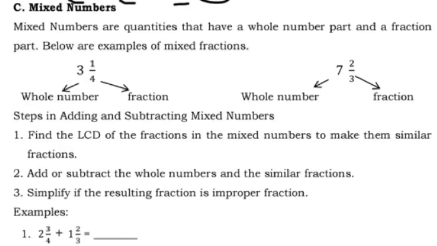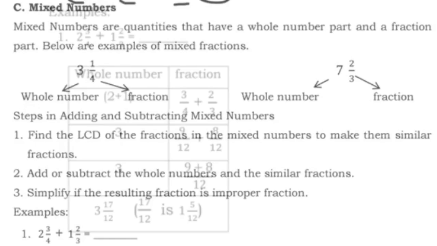So, steps in adding and subtracting mixed numbers. First, find the LCD of the fractions in the mixed numbers to make them similar fractions. Number 2, add or subtract the whole numbers and the similar fractions. Then 3, simplify if the resulting fraction is an improper fraction.